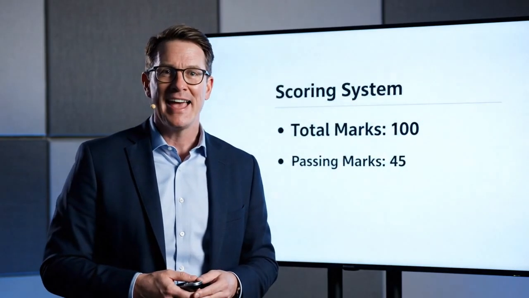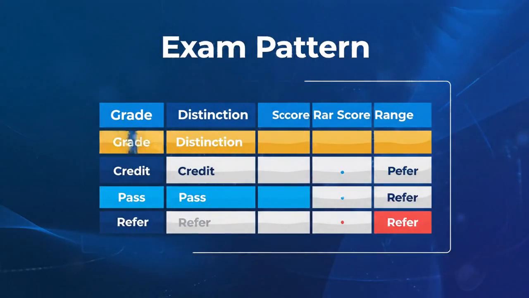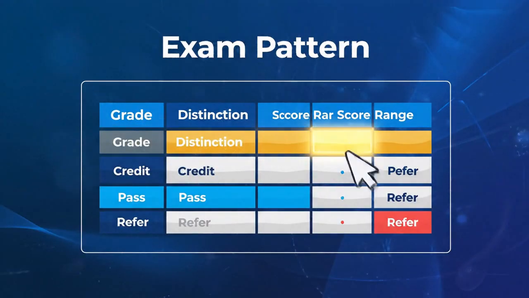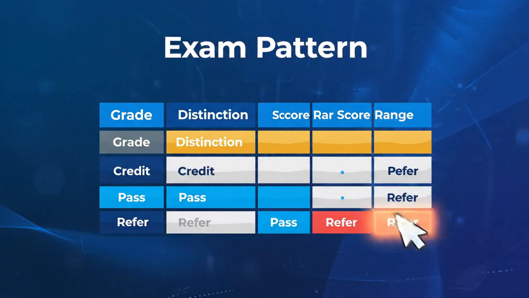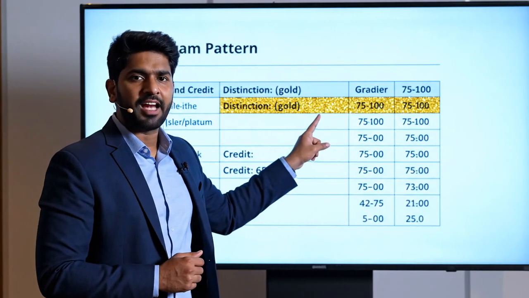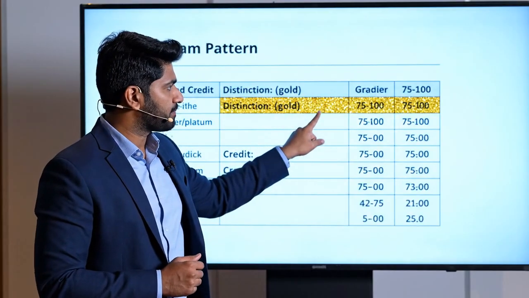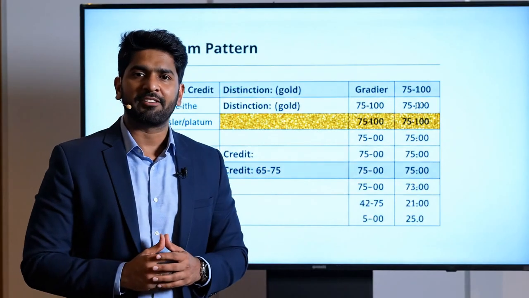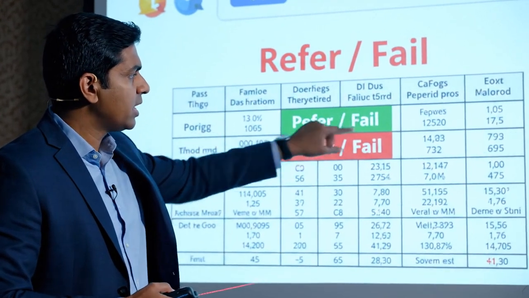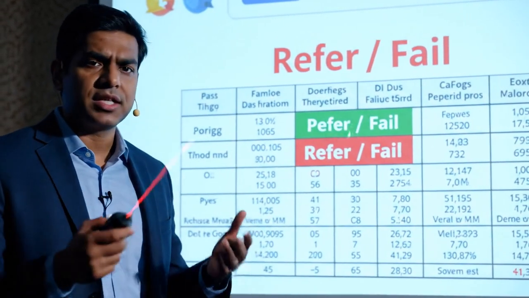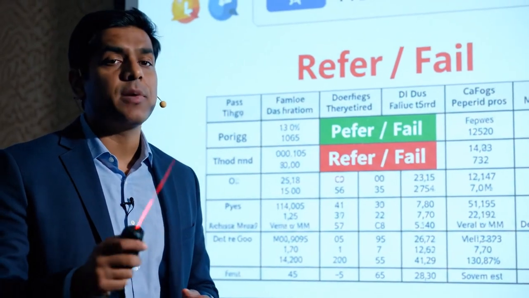Grades are assigned based on your score: distinction, credit, pass, or refer. If you score between 75 and 100, you achieve a distinction. 65 to 75 gives you a credit. 45 to 65 is a pass. Anything below 45 is a refer, meaning you failed and must pay to retake.